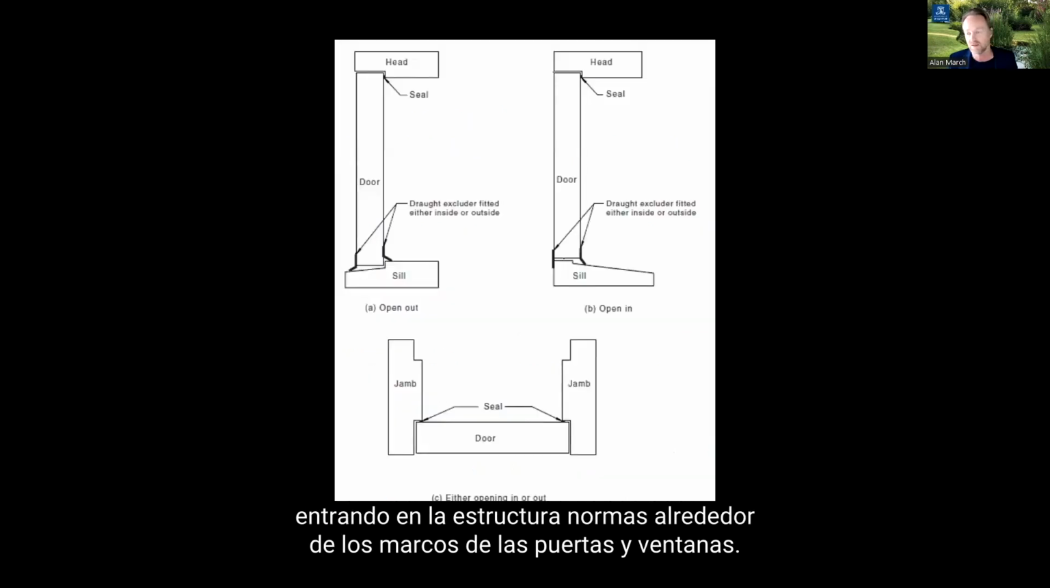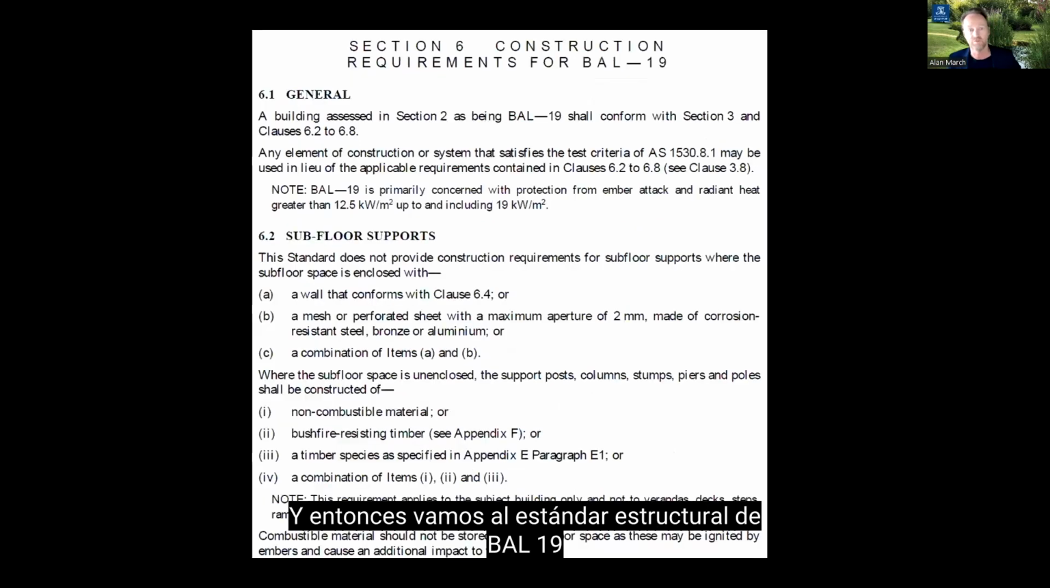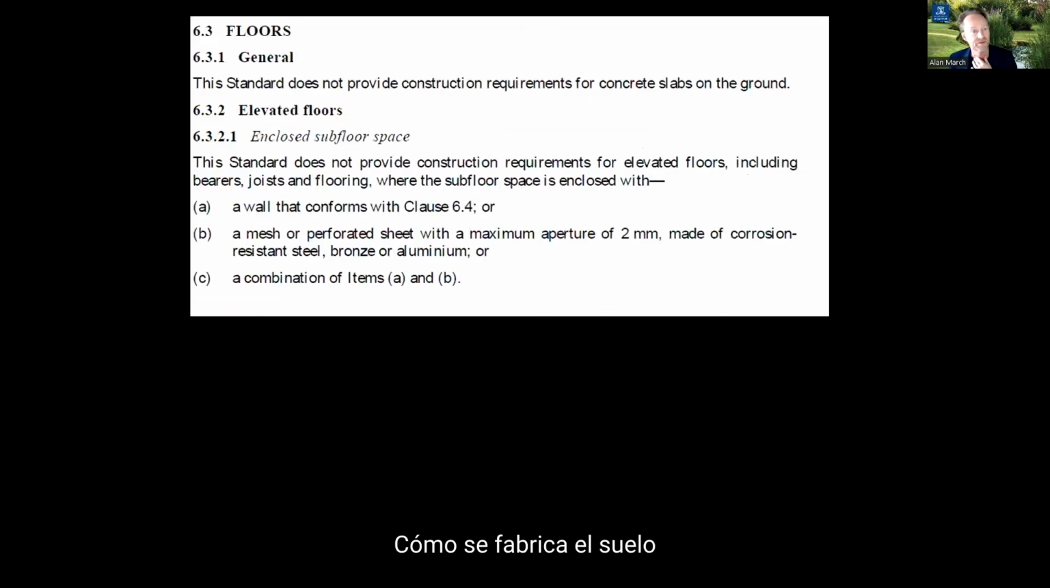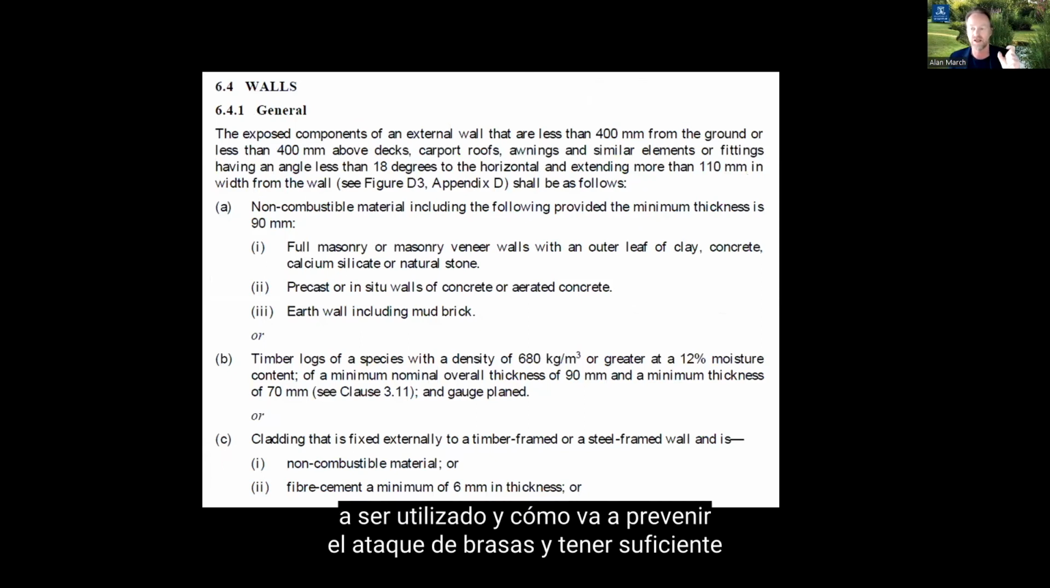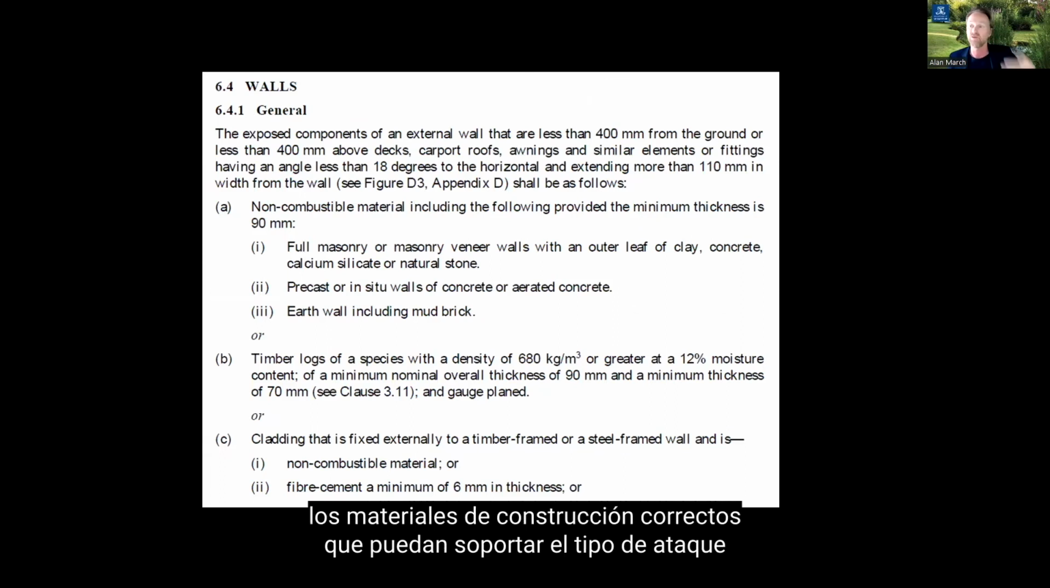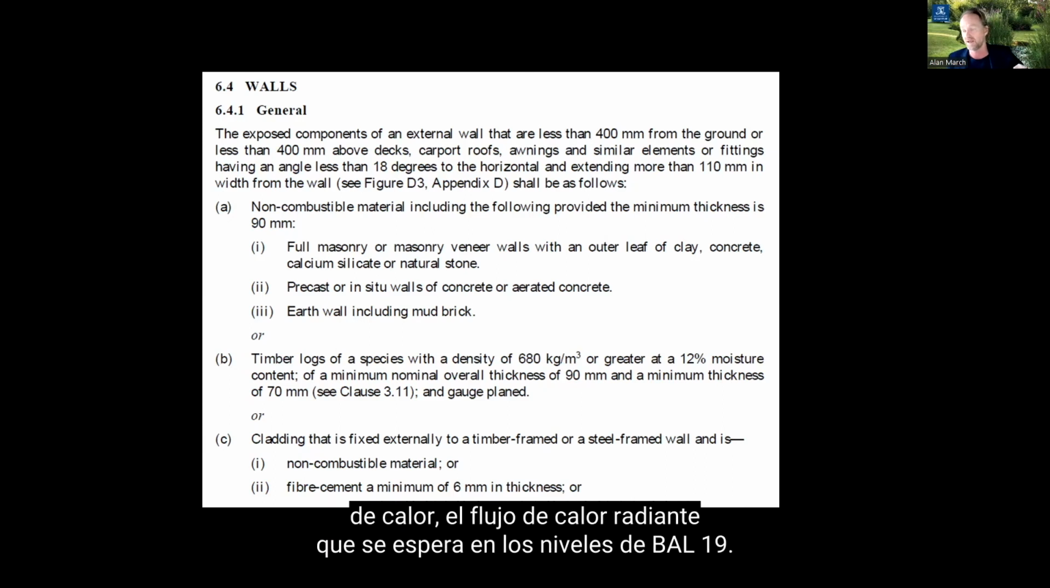Standards around door framing and window framing. And then we go to, you know, a BAL 19 structural standard. How is the floor made? You know, are they enclosed subfloor spaces? What is the wall system that's going to be used, and how will that prevent ember attack and have the correct building materials that can withstand the kind of heat attack, the radiant heat flux that's expected at BAL 19 levels.